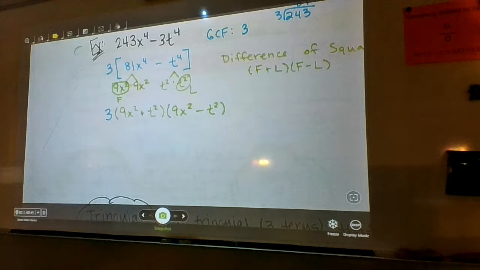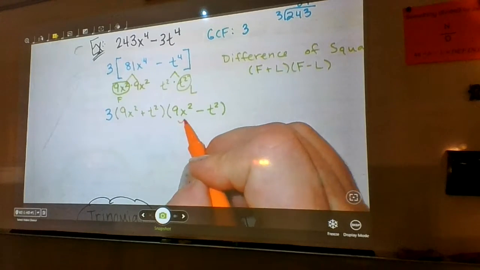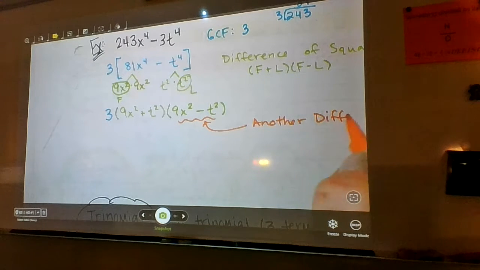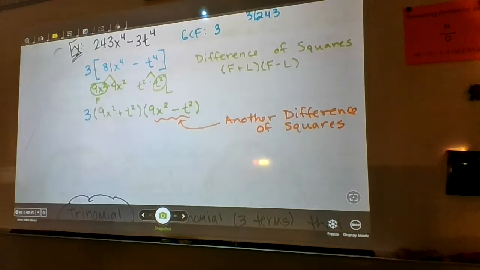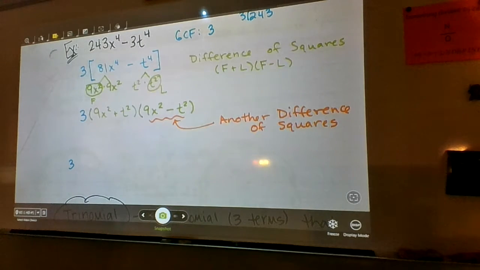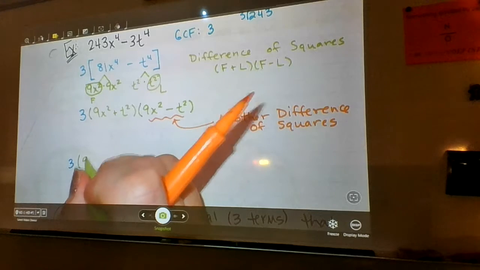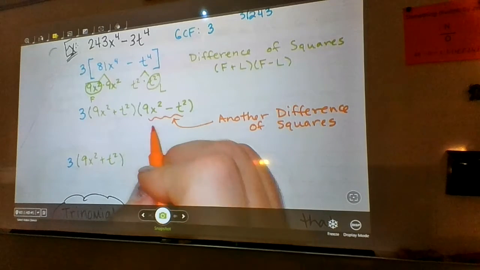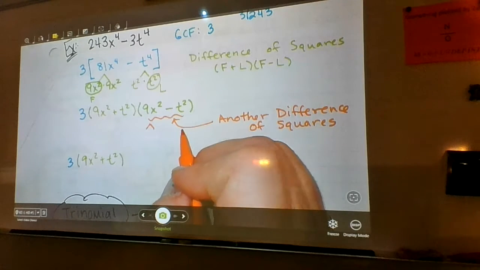Now here's what I was telling you last time we looked at the AC method. I said you have to watch out for one of these to still be factorable. See how this one is still a difference of squares? Do you do it again? Yes. So we're going to factor this one again. That's another difference of squares. So we're going to keep our 3 from our original GCF. We're going to keep 9x squared plus t squared because that one doesn't fit any of our patterns. And then we're going to break down the 9x squared minus t squared into a difference of squares.